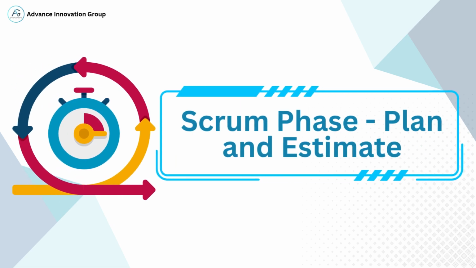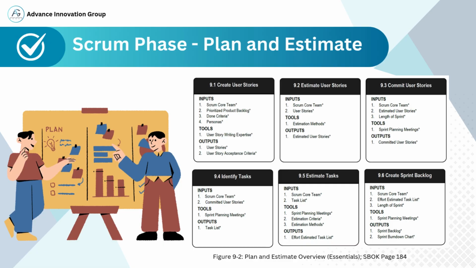Scrum phase, plan and estimate. This slide provides an overview of the plan and estimate phase in Scrum, as outlined in the SBOK guide. In this phase, the Scrum team focuses on preparing and planning what needs to be built and estimating the effort required. It consists of 6 important processes.